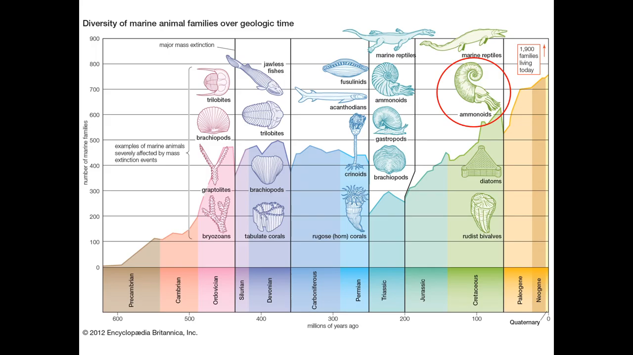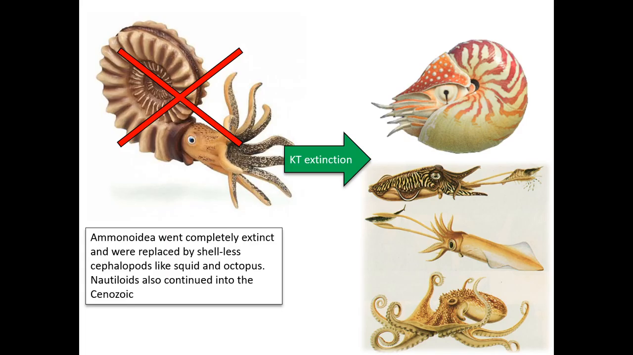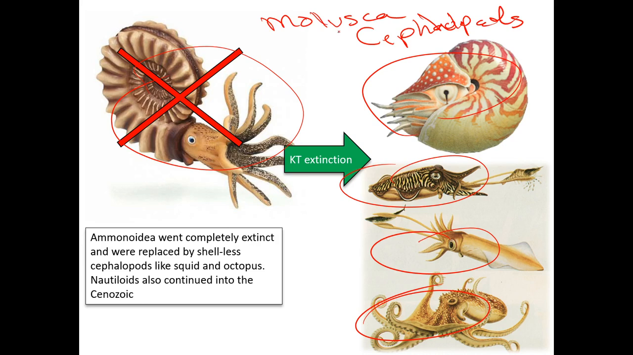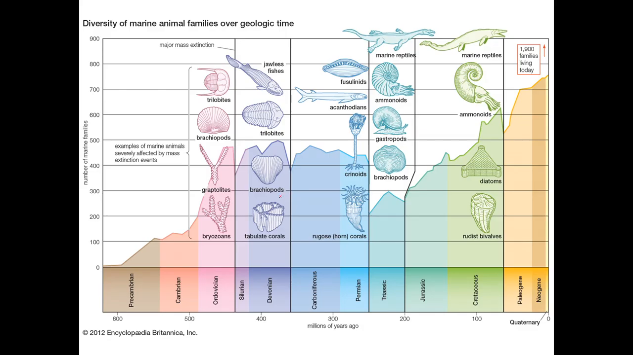But ammonites, which were king of the seas for a long time in the Mesozoic, died off completely. As you know, we don't have ammonites anymore in our oceans. We do have nautilus, cuttlefish, squids, and octopus. These are all cephalopods, part of the phylum Mollusca. They're dominant now. Ammonites are out of the game.